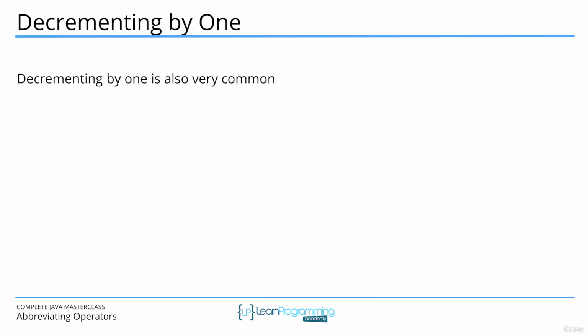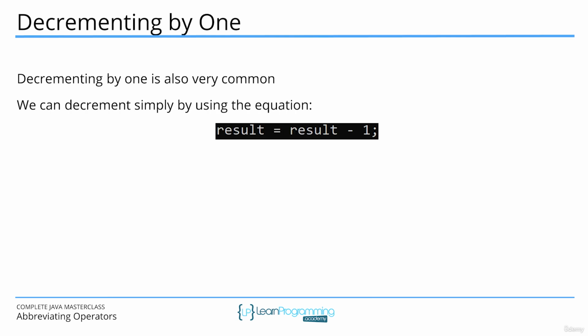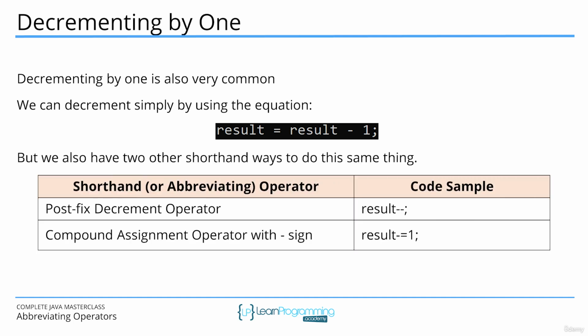Decrementing by 1 is also very common. We can decrement simply by using the equation result equals result minus 1. But we also have two other shorthand ways to do this same thing. The postfix decrement operator is represented by minus minus after the variable name. This is a standalone statement and does not require an assignment. The compound assignment operator is represented by minus equals 1 after the variable name. This is also a standalone statement and includes the assignment.